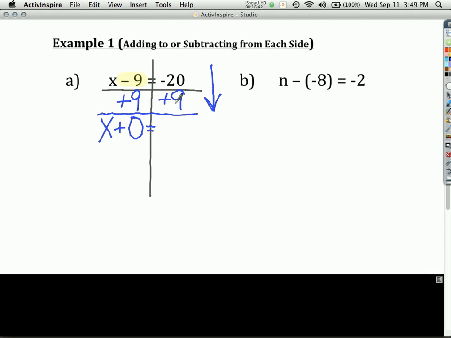Negative 20 plus 9, what do we get from that? Michaela? Negative 11. Negative 11.